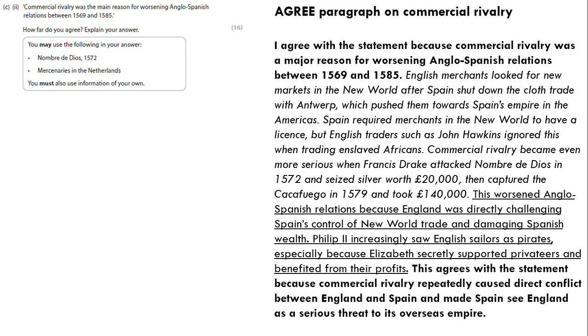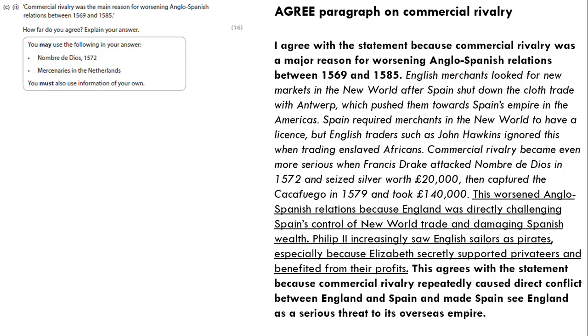English merchants looked for new markets in the New World after Spain shut down the cloth trade with Antwerp, which pushed them towards Spain's empire in the Americas. Spain required merchants in the New World to have a license, but English traders such as John Hawkins ignored this when trading enslaved Africans. Commercial rivalry became even more serious when Francis Drake attacked Nombre de Dios in 1572 and seized silver worth £20,000, then captured the Cacafuego in 1579 and took £140,000.